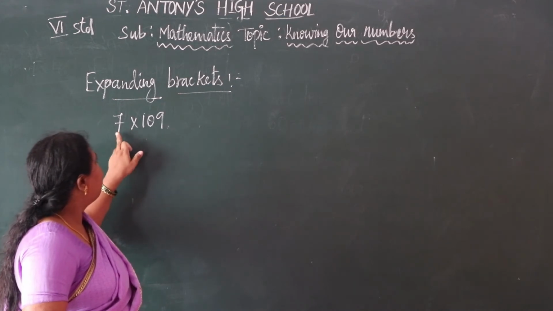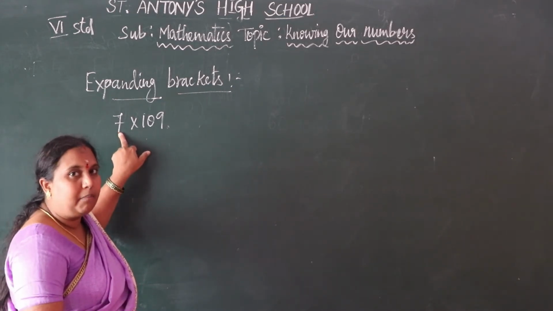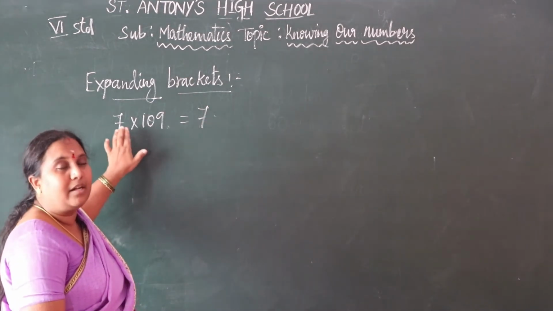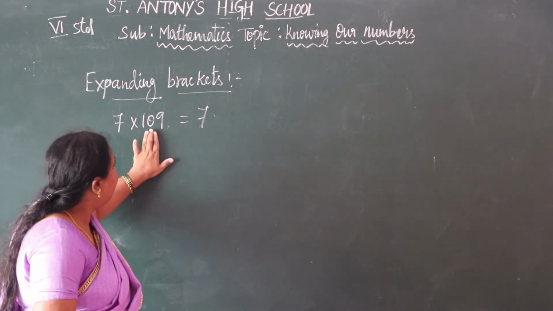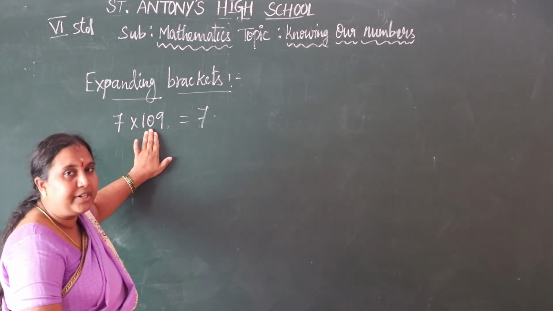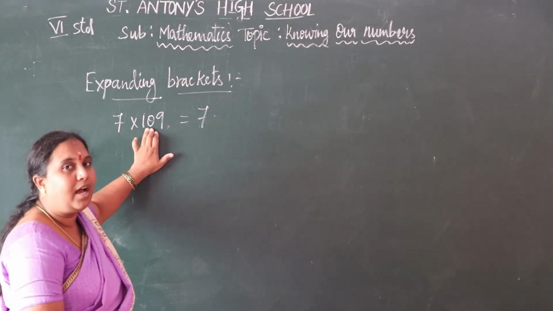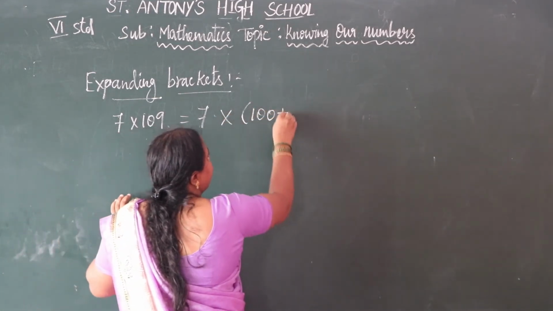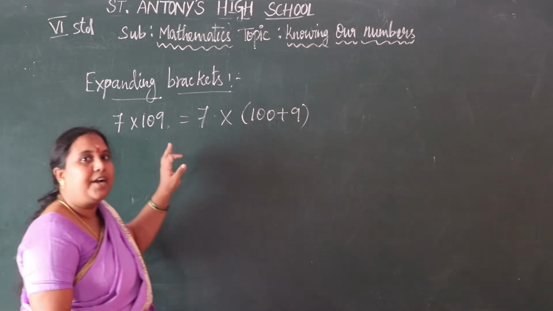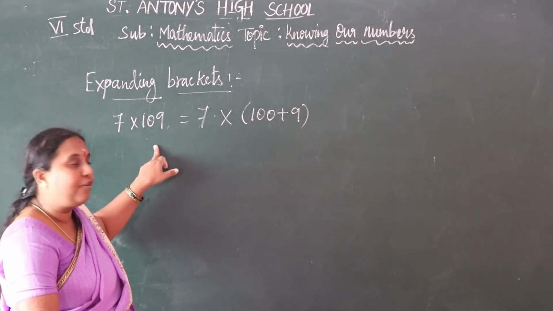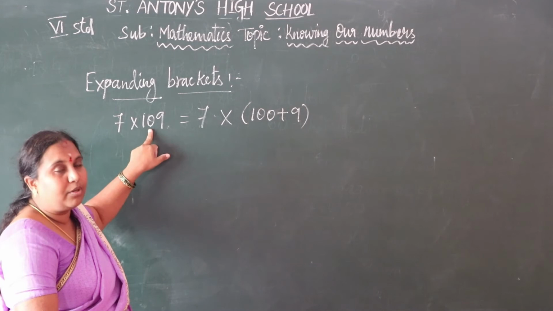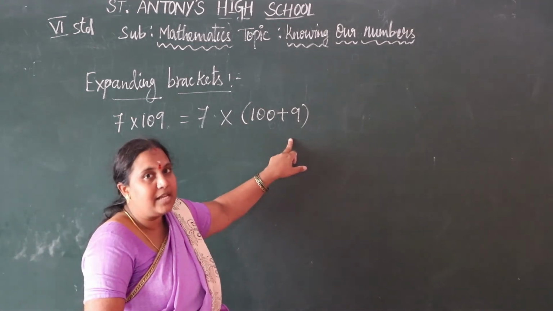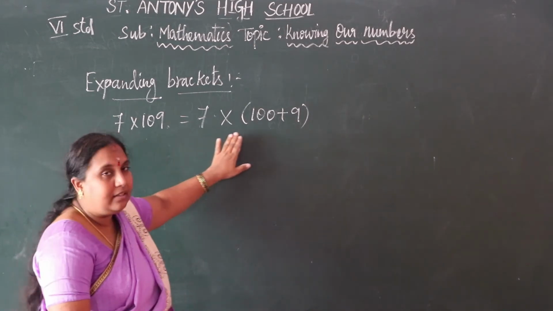See here, 7 is a smaller number, so we can write it as it is. There are no tens and no hundreds in this number. In 109 we have 100, so we can write this as 100 plus 9, that is the expanded form. We can write this number in brackets like this: 100 plus 9.